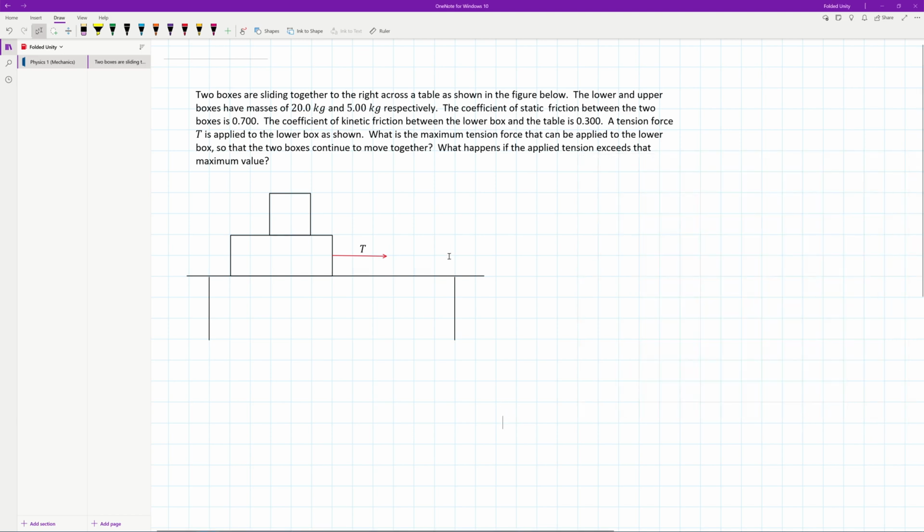Okay, let's tackle another example problem. In this case, we're looking at two boxes that are stacked on top of each other and sliding together to the right across a table.